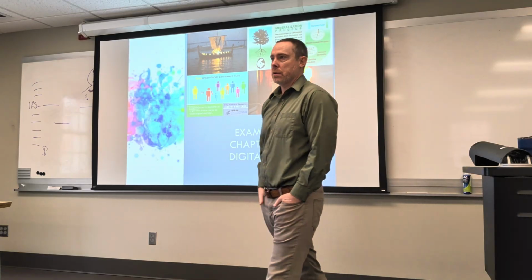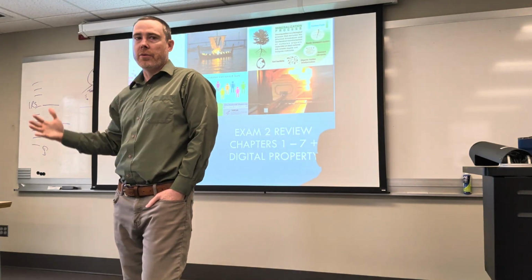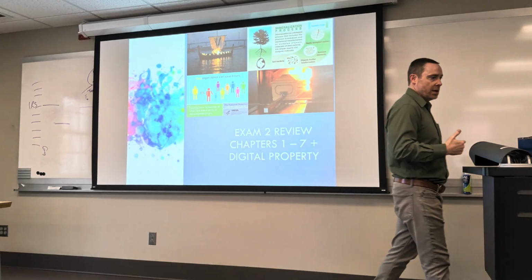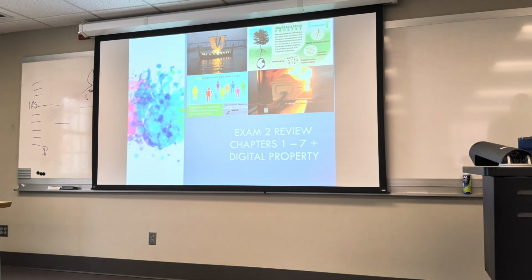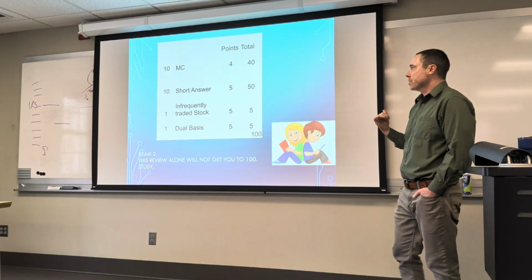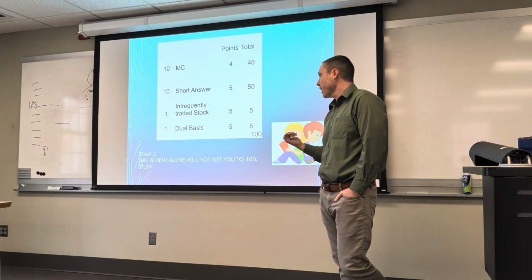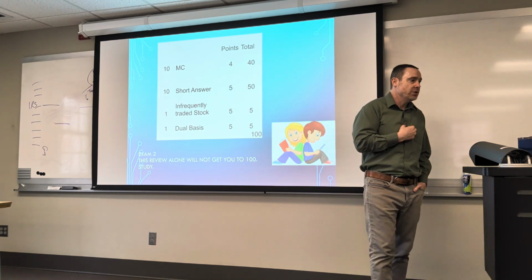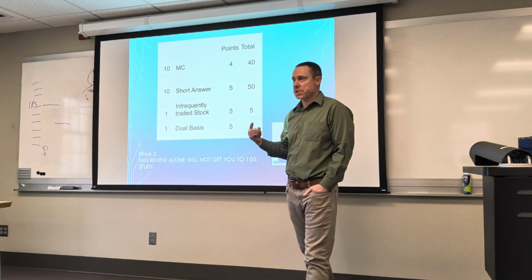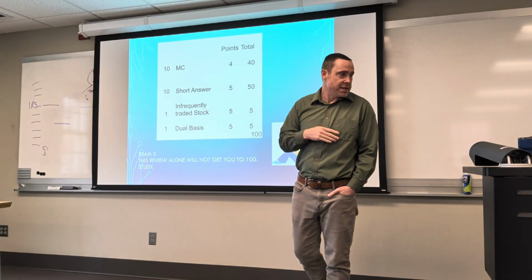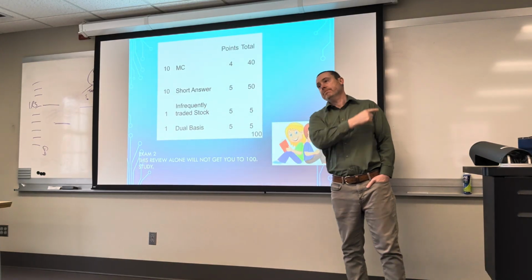We are not going all the way through chapter 7, just as far as we got. And that digital property one that we did in class. 10 questions will be multiple choice, 10 short answer, where I can try to give you points, and 2 calculations, that infrequently traded stock one that we did on the board over there, and the dual basis that we did on the board over here.